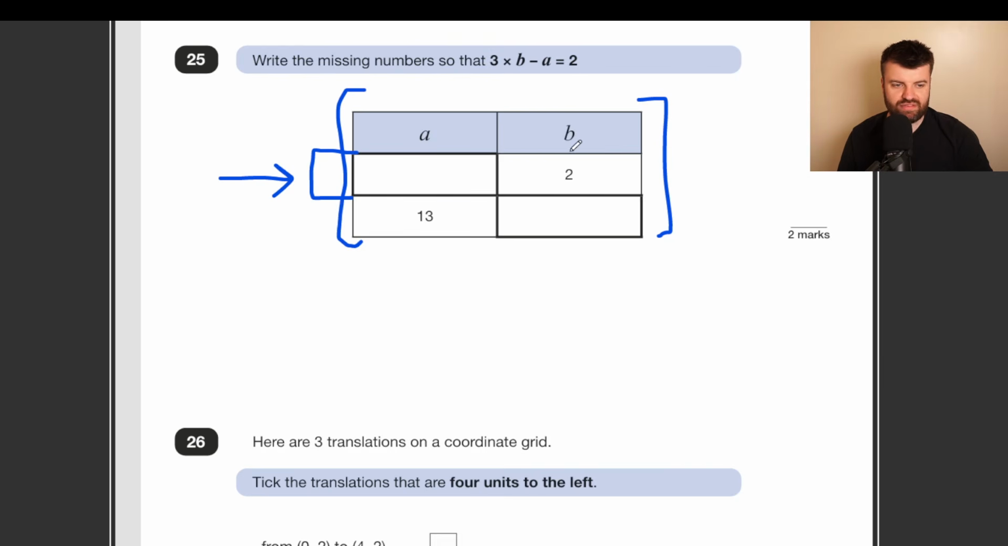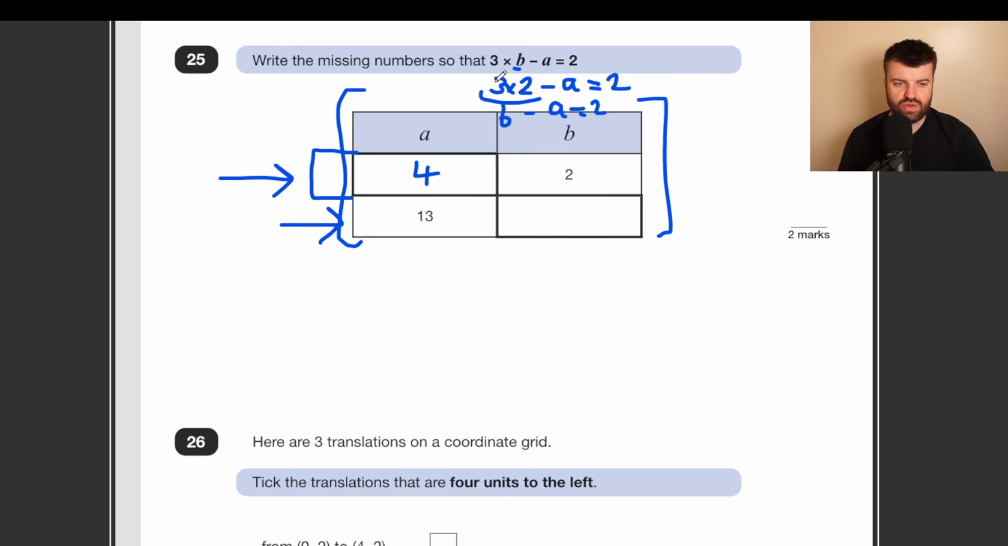So what we're going to do is, if b is 2, by the way, b comes first in the question. Again, no need for that. It's just insane. 3 times b, 3 times 2 minus a equals 2. So I'm swapping in the b because now I can work out what a is. So 3 times 2 is 6. 6 minus a equals 2. What do you take away from 6 to get to 2? It's 4. So you put the answer in there.